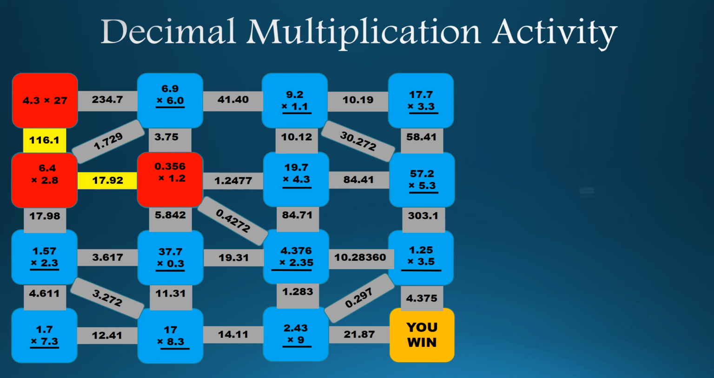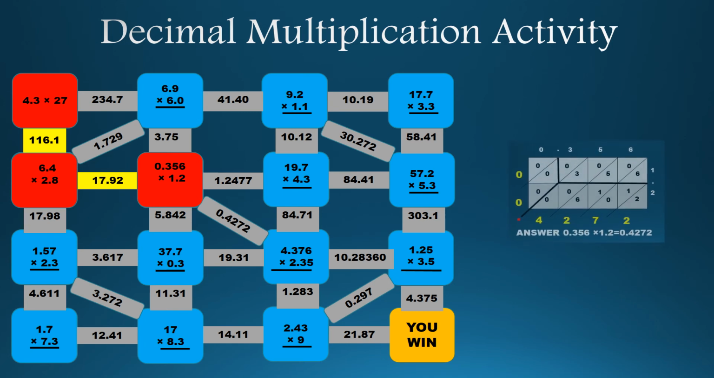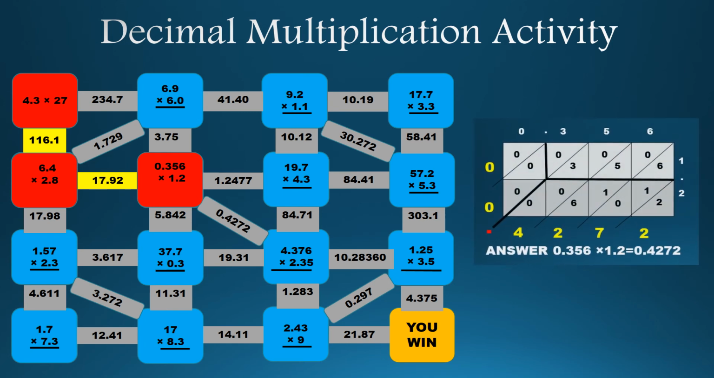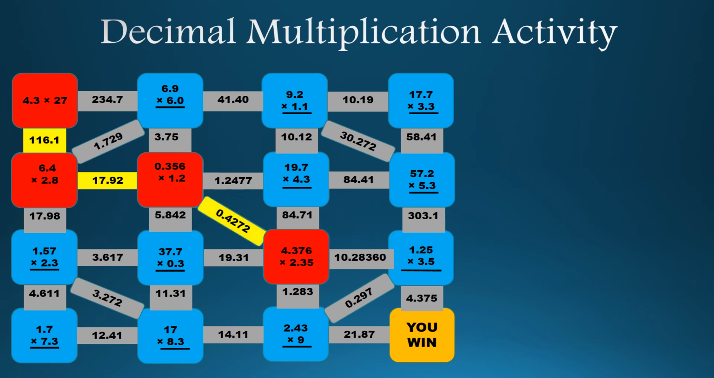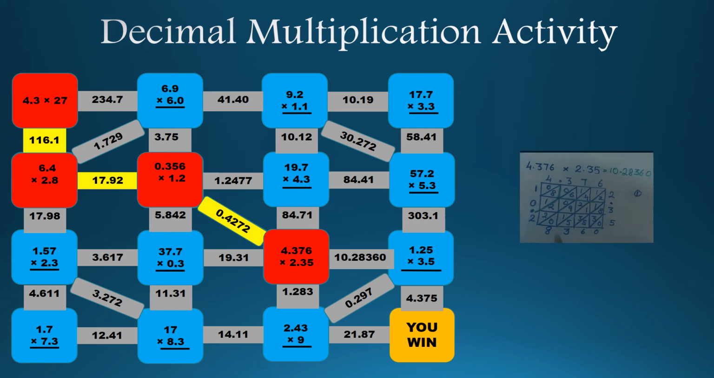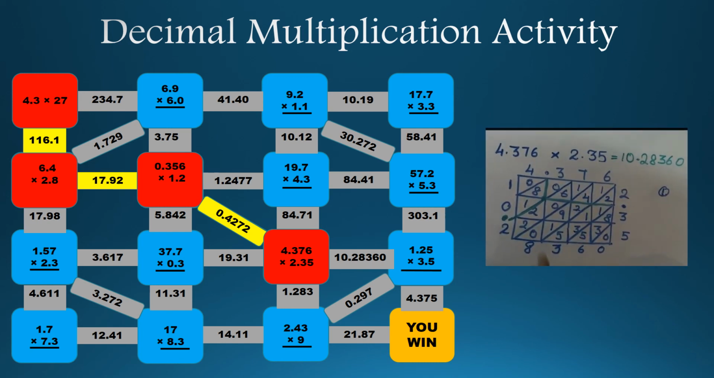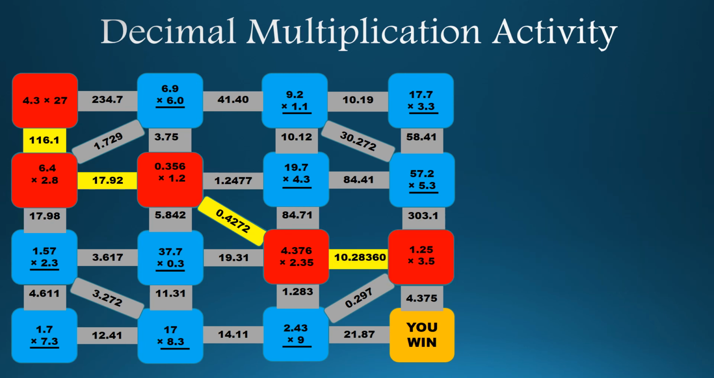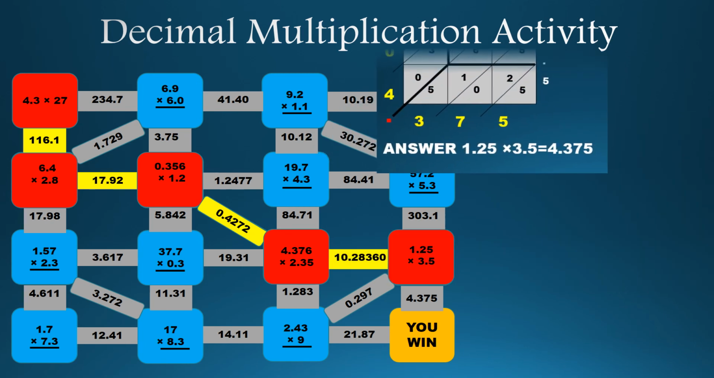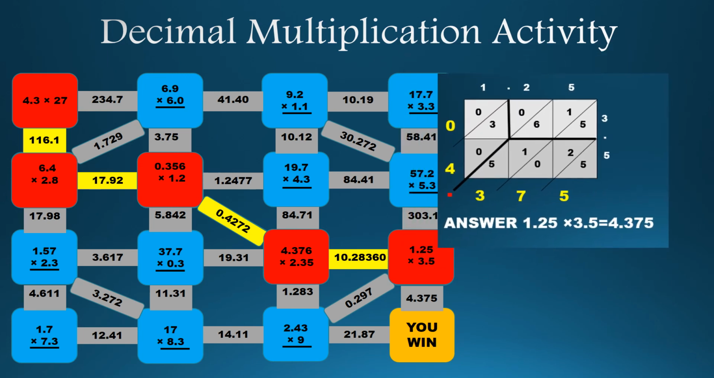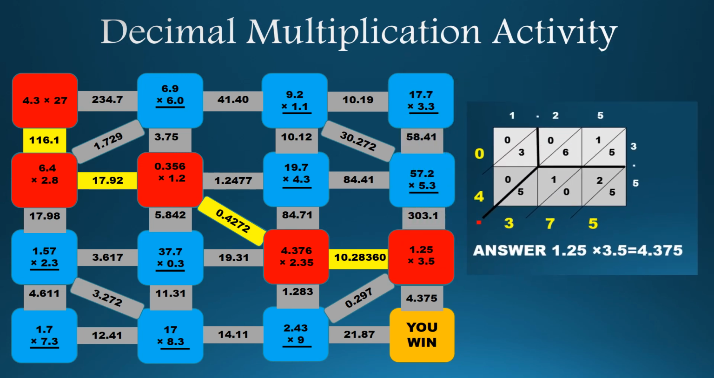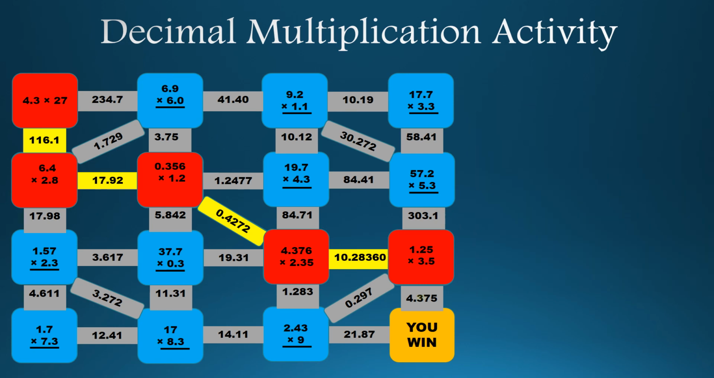Next, 0.356 multiplied by 1.2. Answer 0.4272. So move diagonal. 4.376 multiplied by 2.35, answer 10.2836. So move across. Next problem, 1.25 multiplied by 3.5, answer 4.375. So move down and that's the end point. Try this with your friend or with your children and check who reaches the end point first. They are the winner.